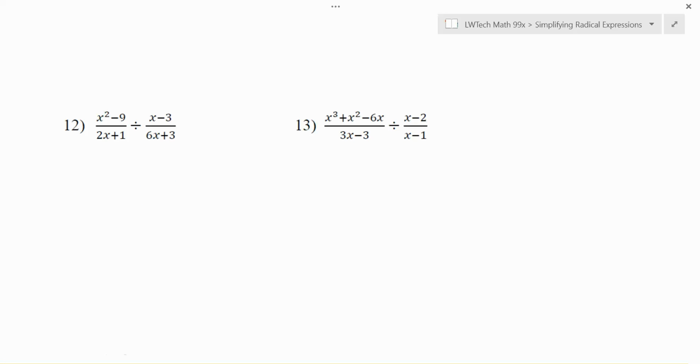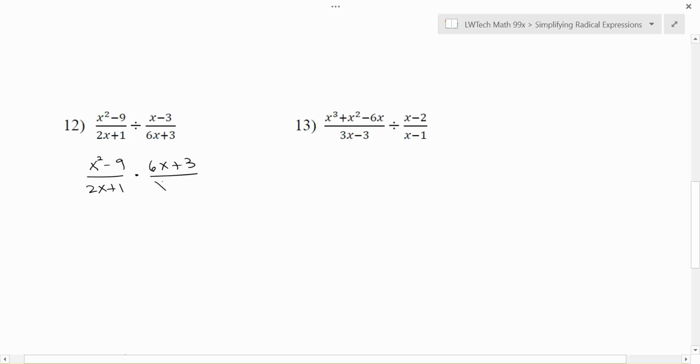Here I have x squared minus 9 over 2x plus 1 divided by x minus 3 over 6x plus 3. Before I start, notice I have a division problem. I don't like that. So take the time to go ahead and rewrite that problem. Change those divisions to multiplications. So I have this. And then the last thing that I want to do here, before I try to do any canceling, is make sure everything is completely simplified. So let's see what happens.